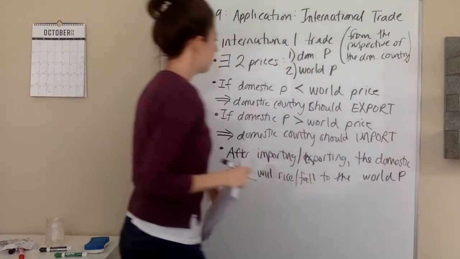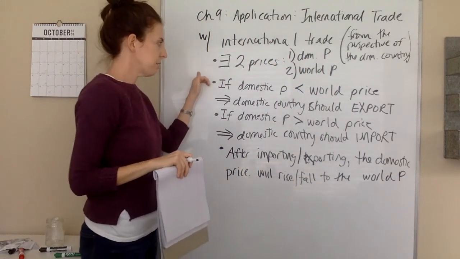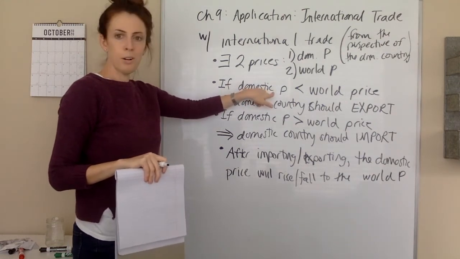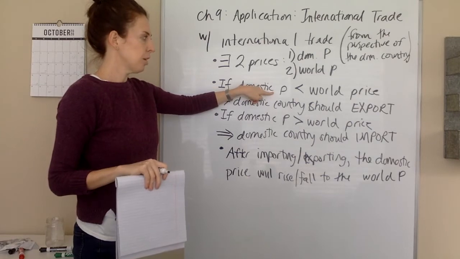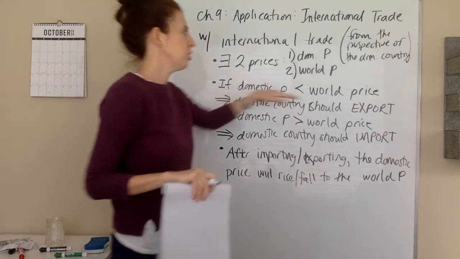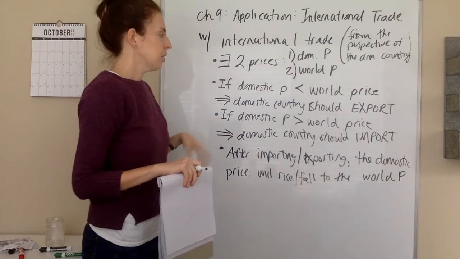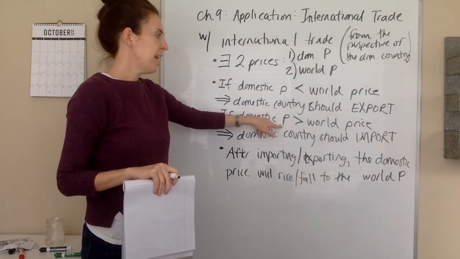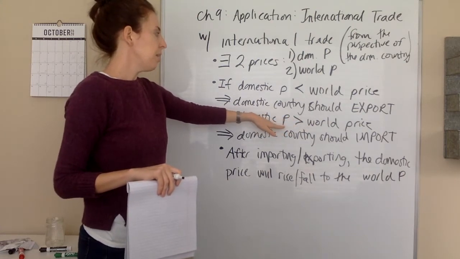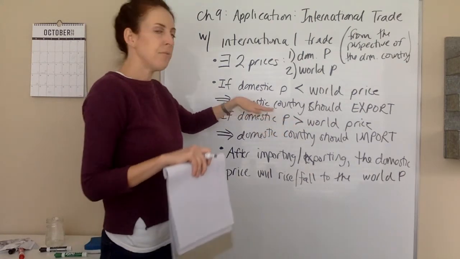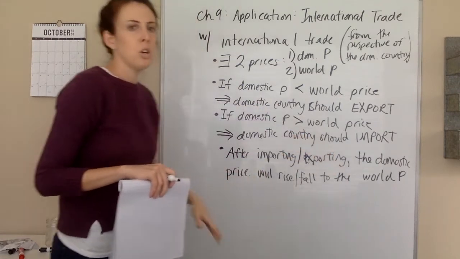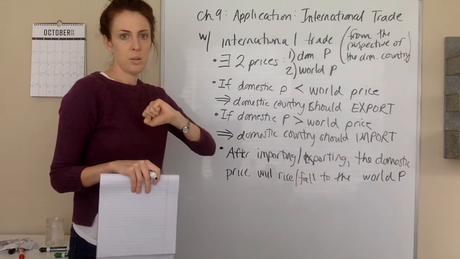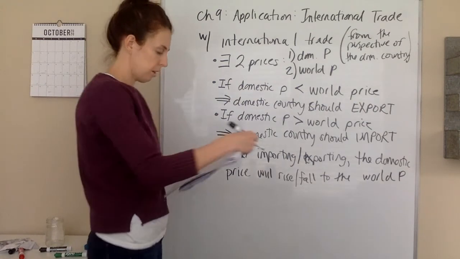Okay, so that means if originally the domestic price is relatively low and they decide to export, as soon as they export, the domestic price is going to shoot up to the world price. Conversely, if the domestic price starts out relatively large compared to the world price and the domestic country imports, then their price is going to sink down to the world price. So basically, after the trade, whatever the world price is, that's going to be the price that prevails in the domestic market.